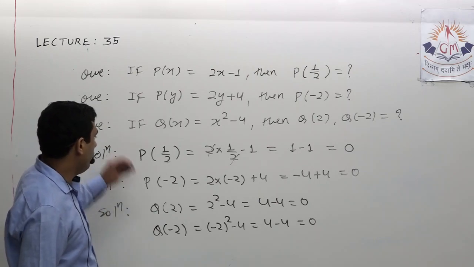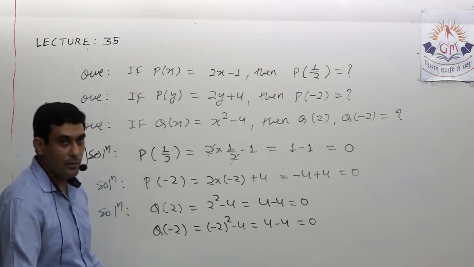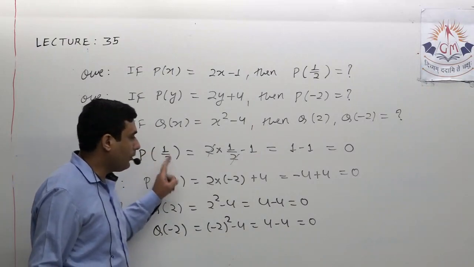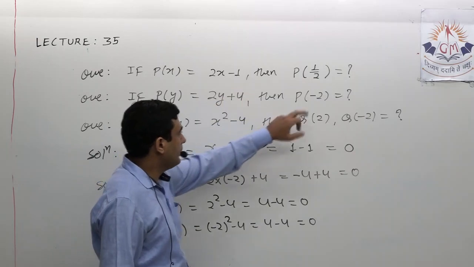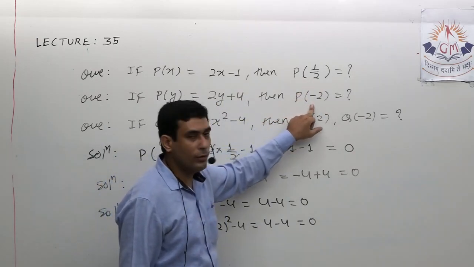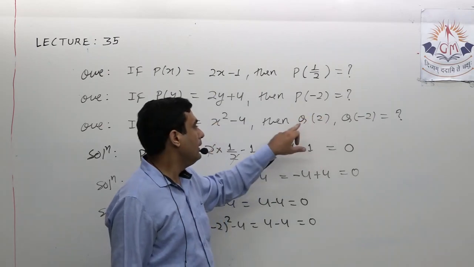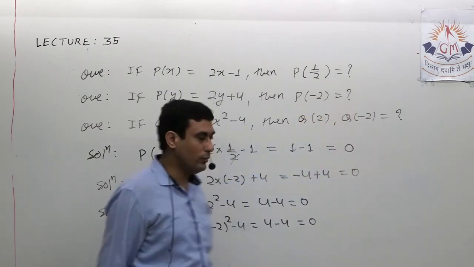Okay, so if you observe in all these questions, each and every time I got the value of the polynomial equal to 0. In the first question I got p of 1 by 2 equal to 0. In the next I got p of minus 2 equal to 0. Then over here I got q of 2 as well as q of minus 2 equal to 0.